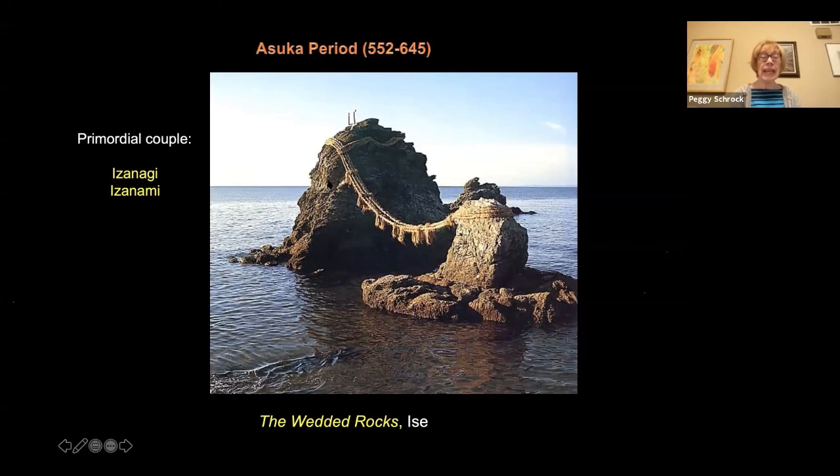So that's a sense of scale. This long rope that connects them is the sacred rope. It's made out of rice straw. It has to be changed actually several times a year because it's just exposed to the elements. It doesn't last very long.